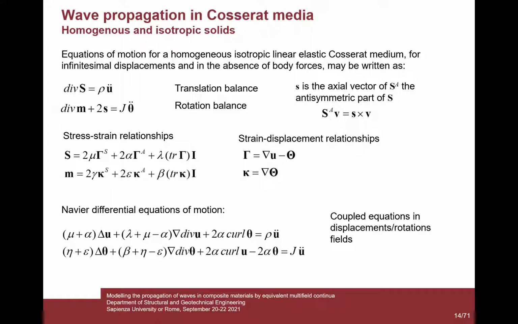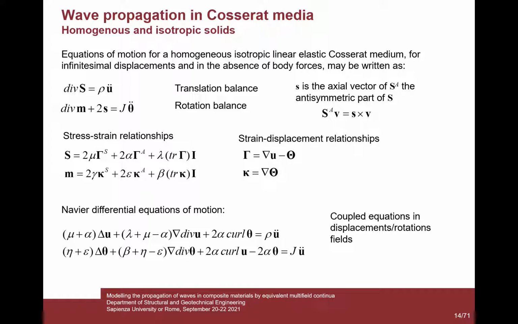Here, you can find this equation written in different ways, because I have used here the axial vector of the anti-symmetric part of the stress tensor. There is a stress-strain relationship in the case of a homogeneous and isotropic Cosserat medium, and the strain-displacement relationships are this one. This is the corresponding Cauchy strain tensor, besides the fact that this is non-symmetric, plus here we have the gradient of rotations, which is something similar to a curvature. That's why I've used the kappa symbol. It's a curvature-like strain.